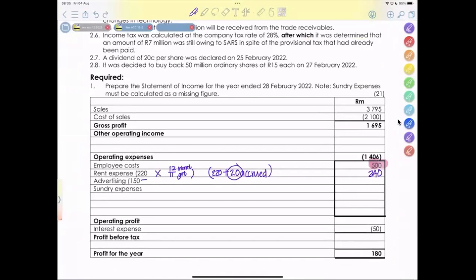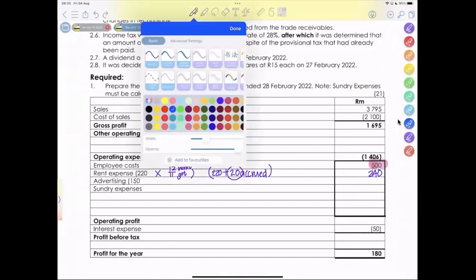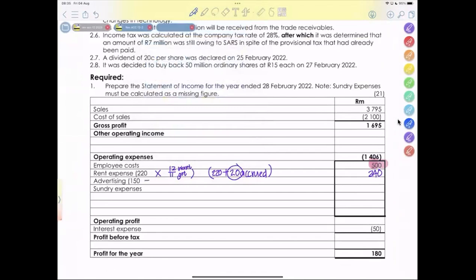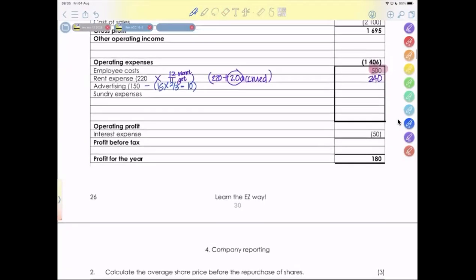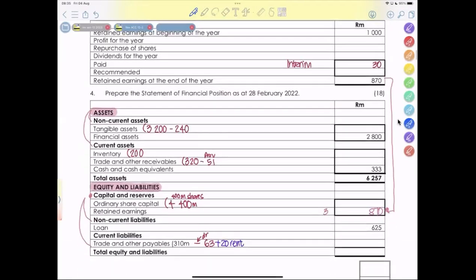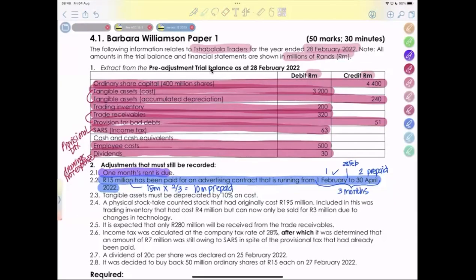Sorry, let me just change the color so that you can see exactly where it's coming from. So that would be minus, and if you want, I can show the workings here. So, 15 times 2/3, which gives you the 10. And that 10 that is prepaid would need to be shown as a receivable over here as a current asset.